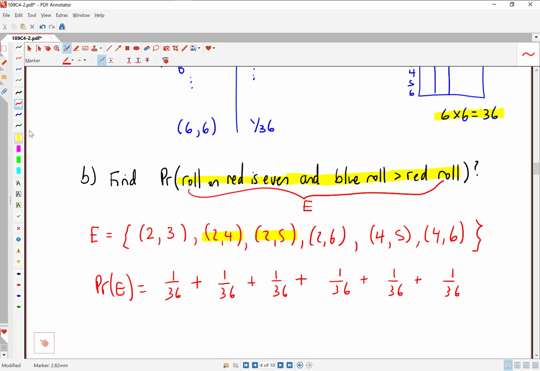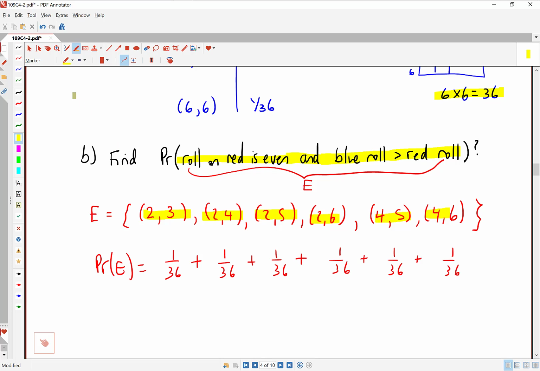So since there were 6 different outcomes in the event E, we've just added up 1 out of 36 6 times. So if you want to turn that into a fraction, that would be 6 out of 36, or you could reduce that and make that 1 out of 6 if you wanted. Or if you prefer, you could put that into decimal form, and that would look like 0.17 approximately. So about 17% probability of getting a roll on red that's even and having the blue roll being greater than the red roll.